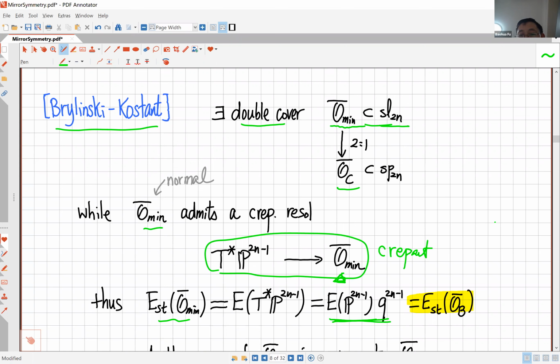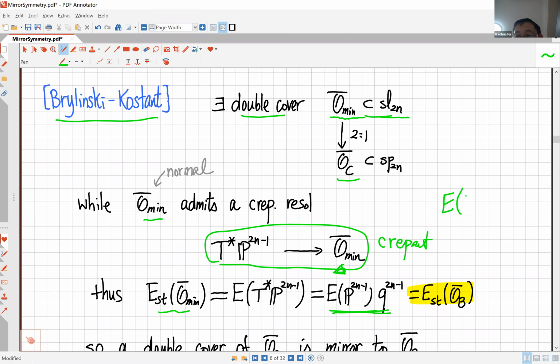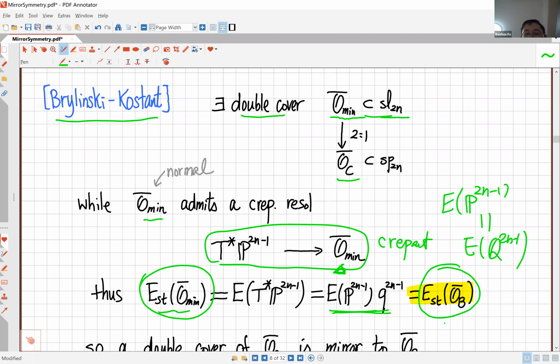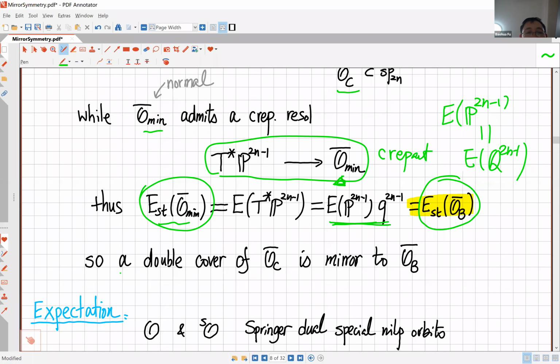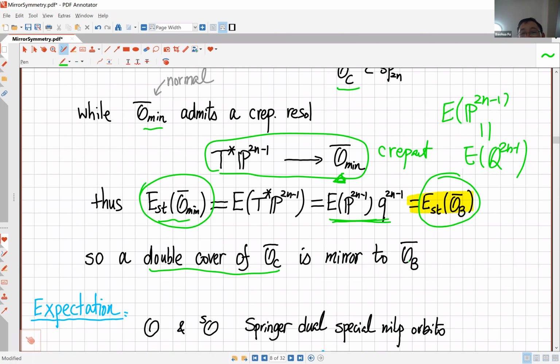And this one, you just recall this E-polynomial of P^(2n-1), this is just the E-polynomial of this Q^(2n-1), because odd-dimensional quadrics and projective spaces have the same cohomology with the same Hodge filtration. So they have the same E-polynomial. In particular, you get that the stringy E-polynomial of this O_min bar is the same as the stringy E-polynomial of this O_B. And so this tells us that a double cover of O_C is mirror to O_B.